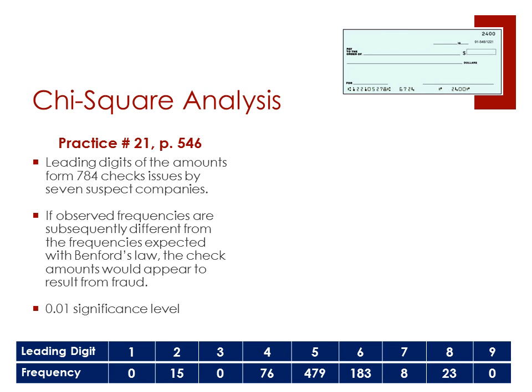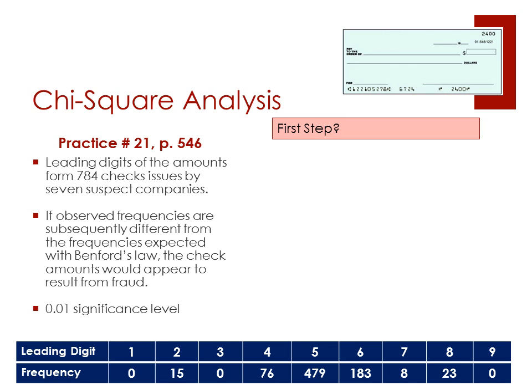When we're looking at this, you can see that we're given the data that's the leading digits of the amounts from 784 checks that are issued by 7 suspect companies. If the observed frequencies are subsequently different from the frequencies expected with Benford's law, then the check amounts would appear to result from fraud. And we're being asked to use a significance level of 0.01. So here we have our data at the bottom that I've pulled up from your text for you, and we're going to go through our first steps here.